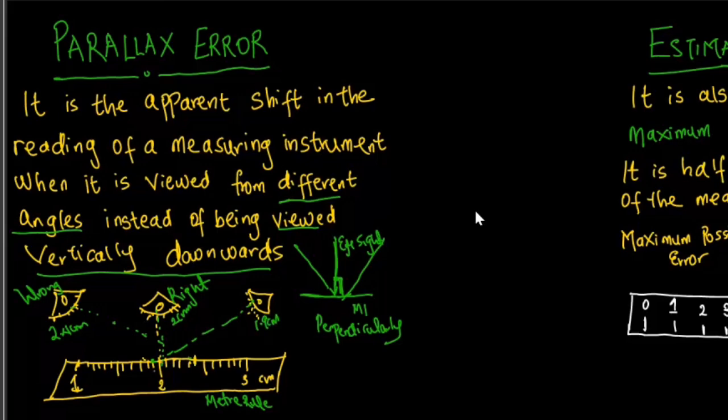So this is one of the things that can bring about error in measurement, and we should try to avoid it when reading a measuring instrument. And how can you avoid it? You can avoid it by looking at the measuring instrument vertically downwards or perpendicularly.